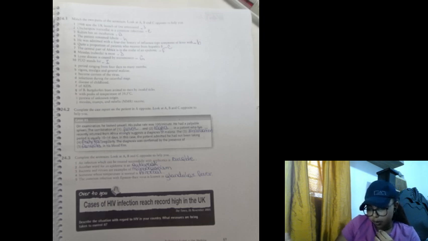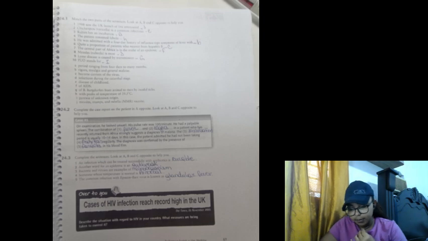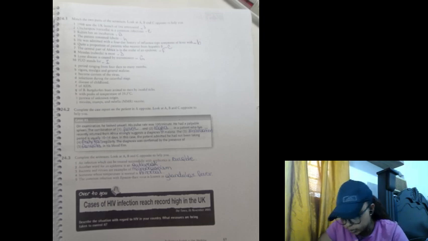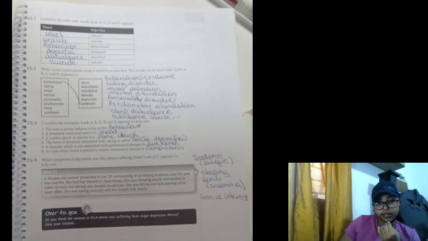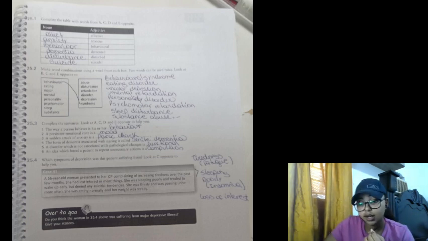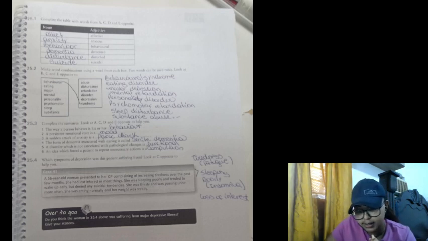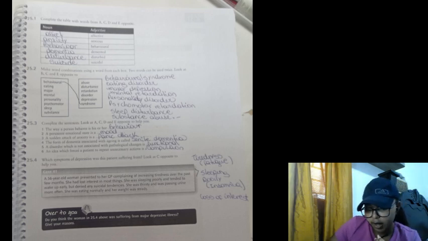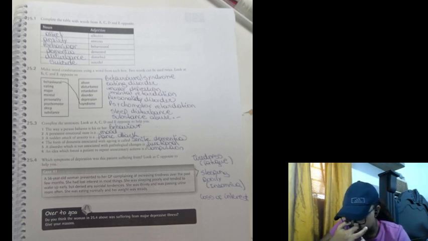Someone whose temperature is abnormally high is pyrexial. The common infection with Epstein-Barr virus is known as glandular fever. Chapter 25, mental illness. Complete the table with words from A, C, D, and E opposite. Noun and adjective: affect, affective; anxiety, anxious; behavior, behavioral; dementia, demented; disturbance, disturbed; suicide, suicidal.